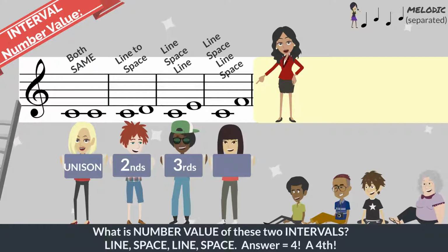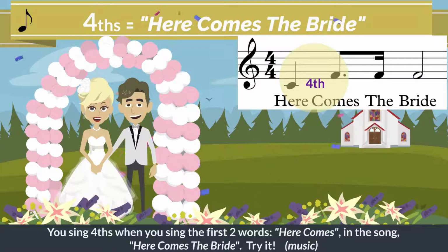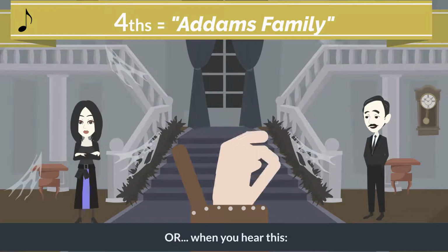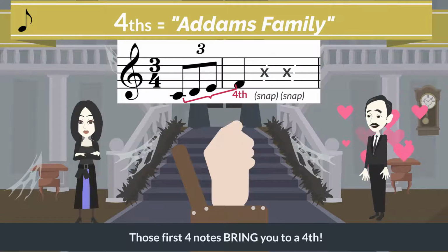What is the number value of these two intervals? Line, space, line, space. The answer is 4, a fourth. You can see how fourths are getting a little bigger. You sing fourths when you sing the first two words, here comes, and here comes the bride. Or when you hear this. Those first 4 notes bring you to a fourth.